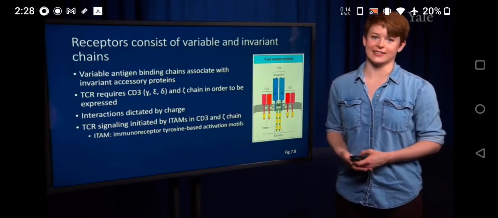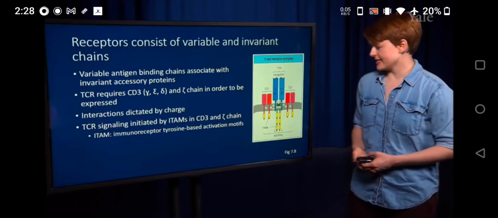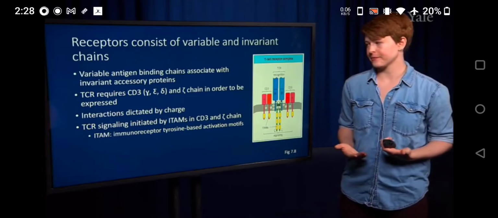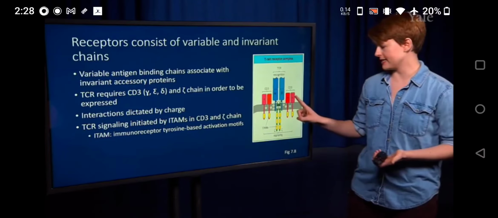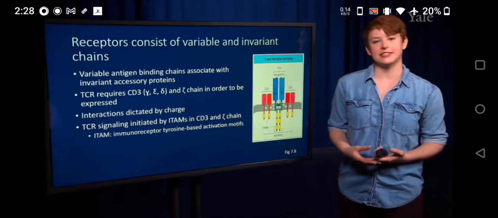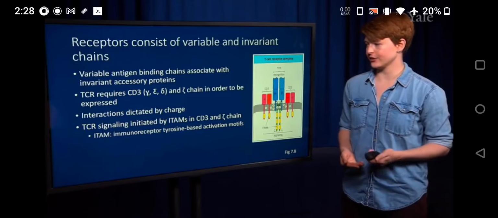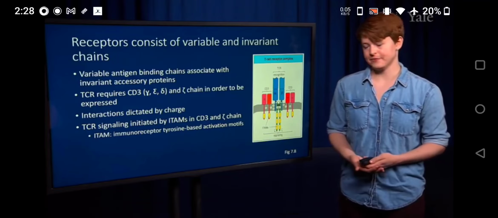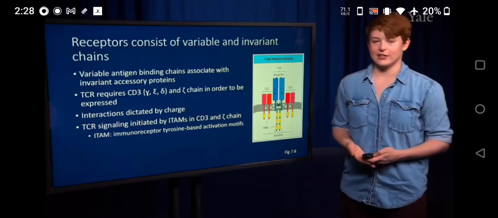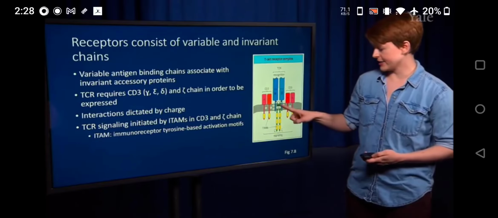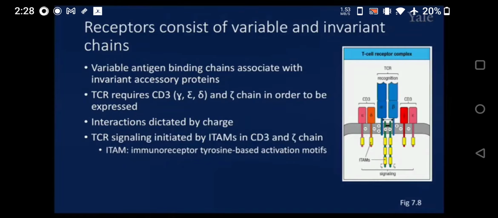It does this by binding different invariant chains. That would be CD3. There are several different CD3 chains, including gamma, epsilon, and delta, as well as what's called the zeta chain. And here you can see this in green. The signaling of these proteins is mediated by domains known as ITAMs. ITAM stands for immunoreceptor tyrosine-based activation motif.